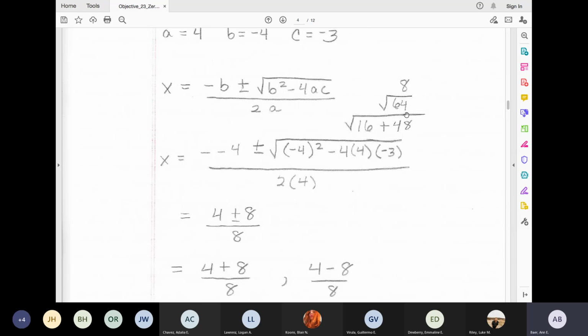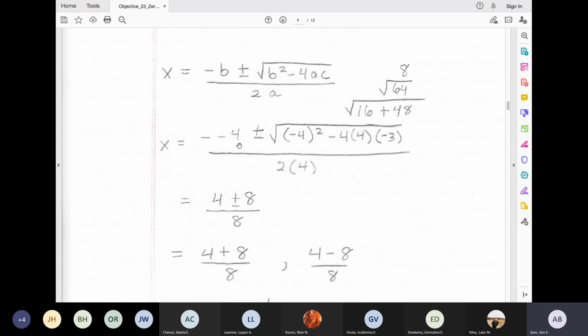So let's just work with this and see how well we can clean this up. -4 times -4 is +16. Minus times a minus is a plus. 4 times 4 is 16, times 3 is 48. 16 plus 48 turns out to be 64. The square root of 64 is 8. So this is equal to negative of a negative is a +4, plus or minus this 8, over 2 times 4, which is 8.